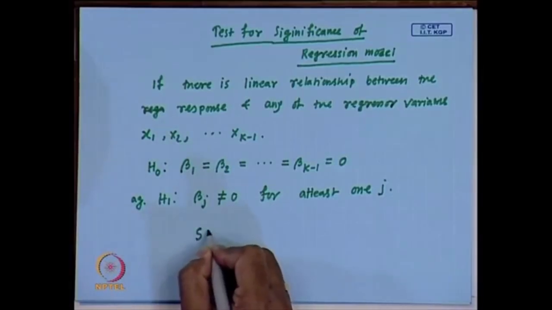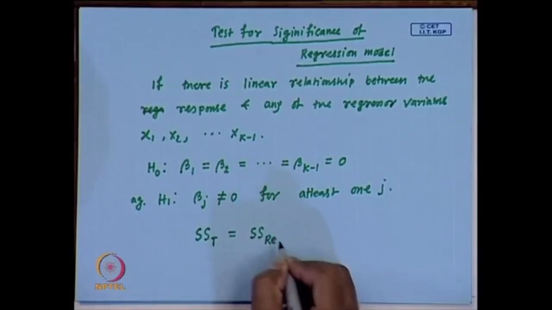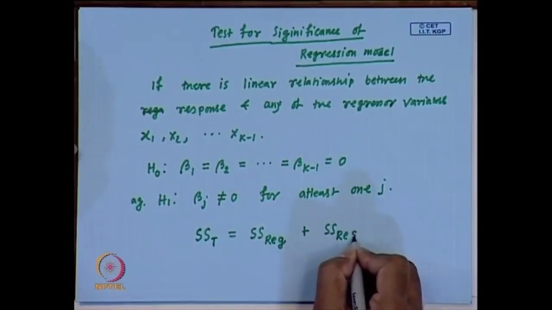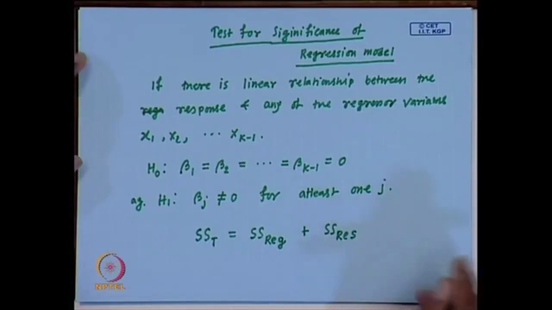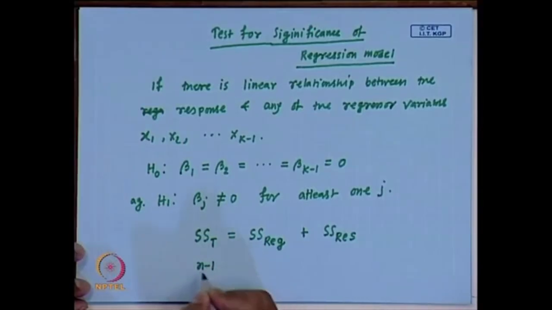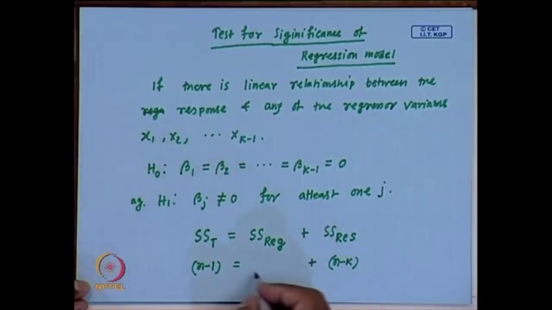To test this hypothesis we will be taking the ANOVA approach. We know that the total sum of squares SST is equal to SS regression plus SS residual. We also know that SST has degrees of freedom n minus 1, SS residual has degrees of freedom n minus k, and SS regression has degrees of freedom k minus 1.